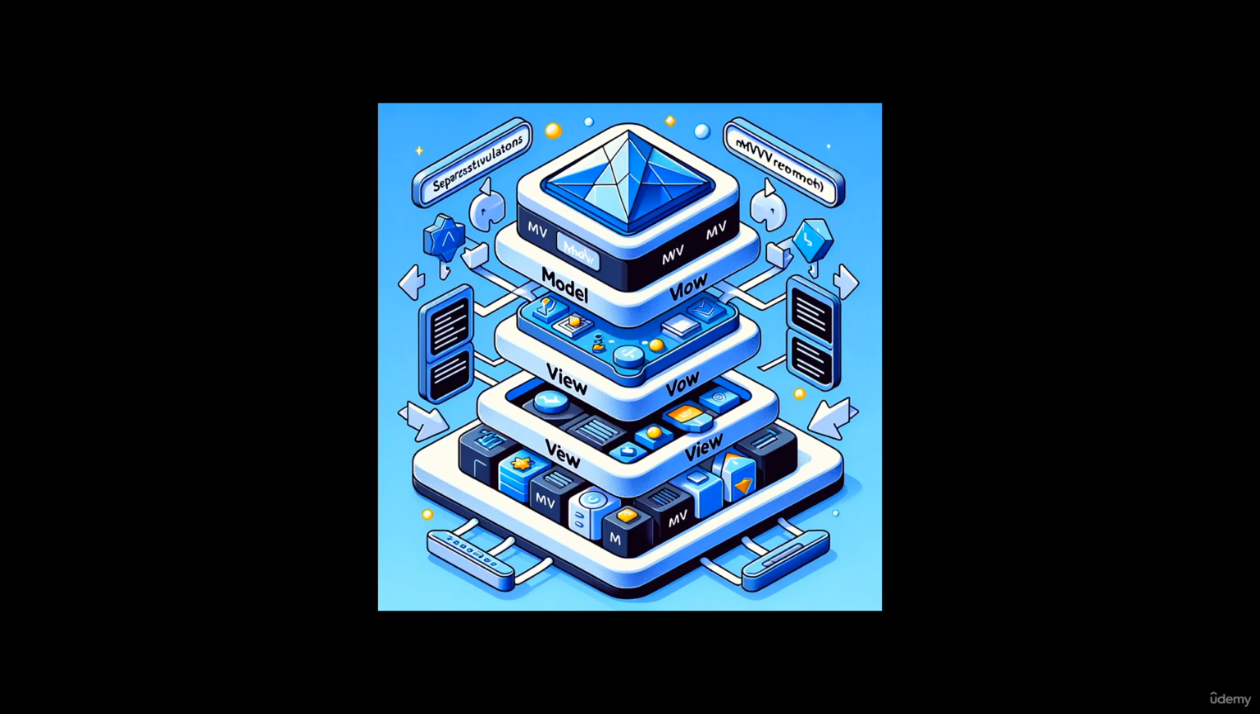And the third point is that code is more maintainable. As your app grows, maintaining it can become a challenge. MVVM helps to mitigate this. Changes in the business logic or the UI can be made independently, reducing the risk of unintended side effects. This modularity is a lifesaver for large-scale complex applications.